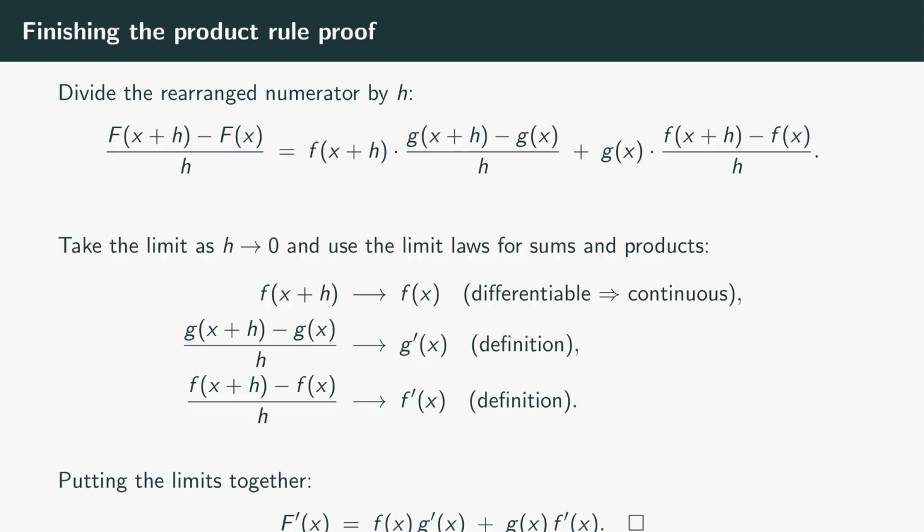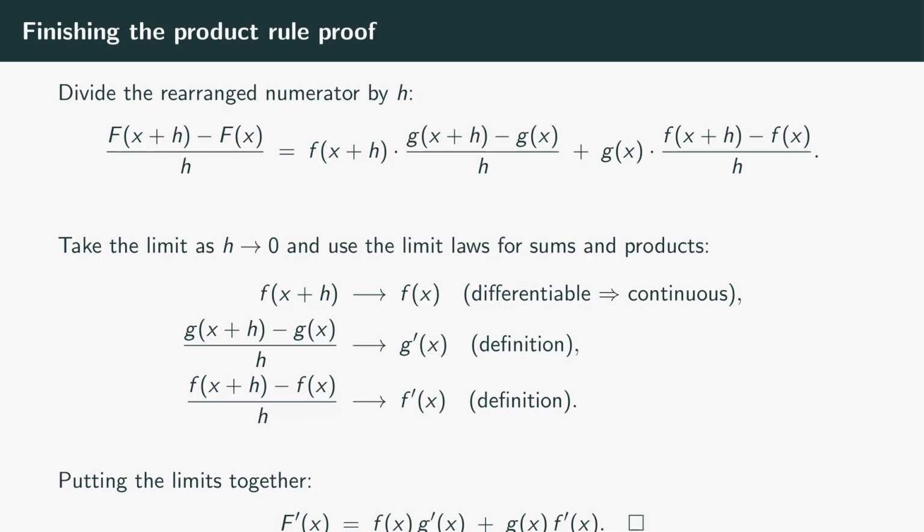Divide the whole numerator by h. The h distributes through the plus sign, giving 2 terms. The first term is f at x plus h times the difference quotient for g. The second is g at x times the difference quotient for f. Now take the limit as h goes to 0 piece by piece.